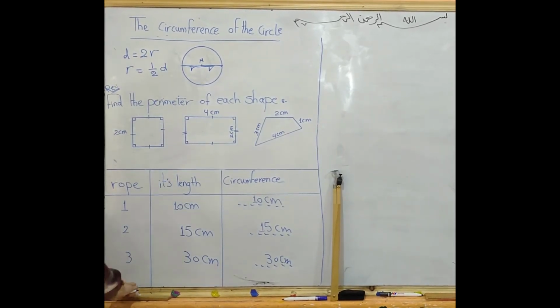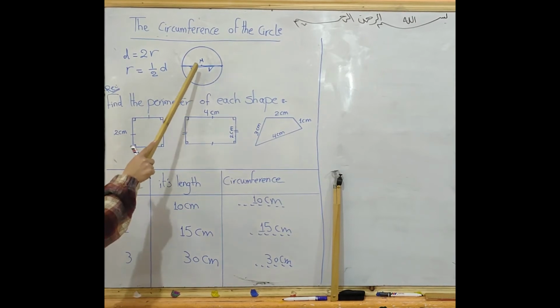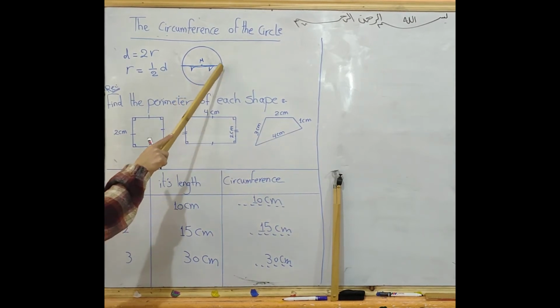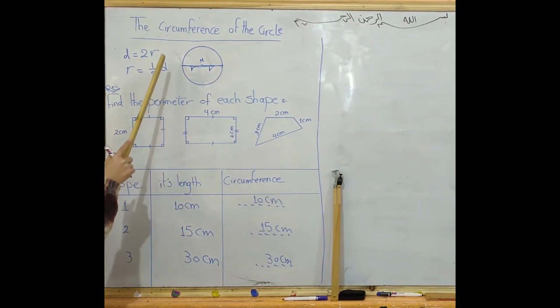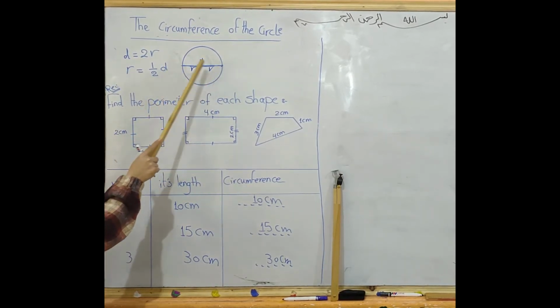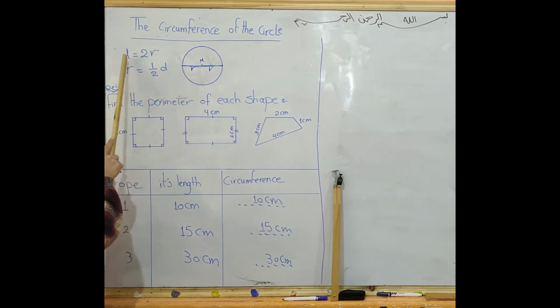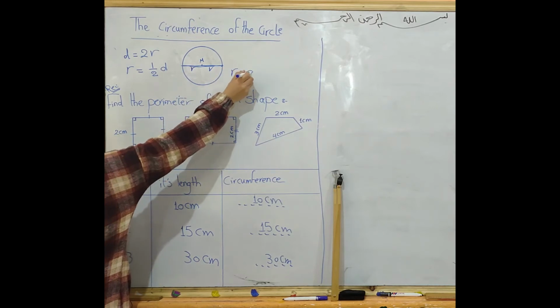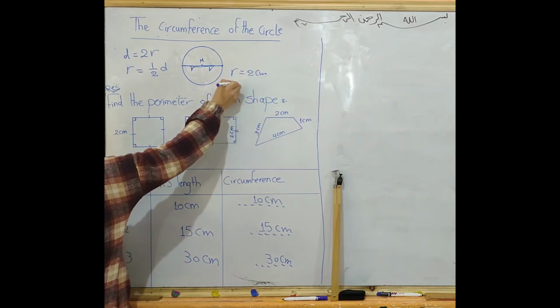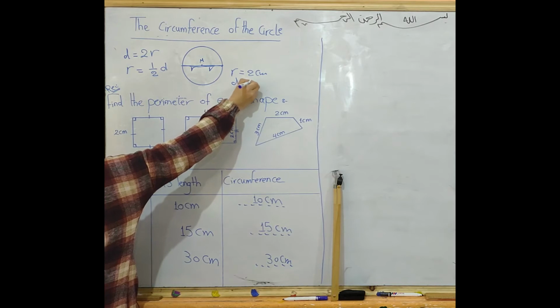Again, the radius of the circle is a line segment joined between the center and any point on the circle. But the diameter of the circle is a line segment joined between 2 points on the circle and must pass through the center. The diameter equal 2 radii, or radius equal half diameter. For example, if we have radius equal 2 centimeter, then the diameter of this circle equal 4 centimeter.